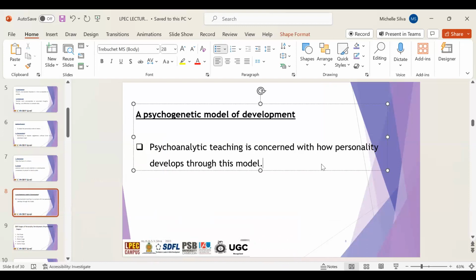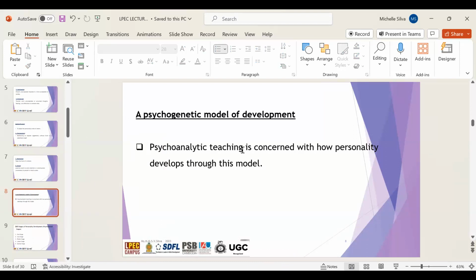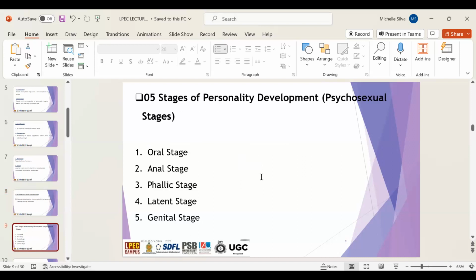At the same time, I would like to tell you that Sigmund Freud, in his psychoanalytical teaching and these 5 psychosexual stages, was concerned with how personality develops through passing these 5 stages. Okay, let's try to discuss one by one. First one is the oral stage.